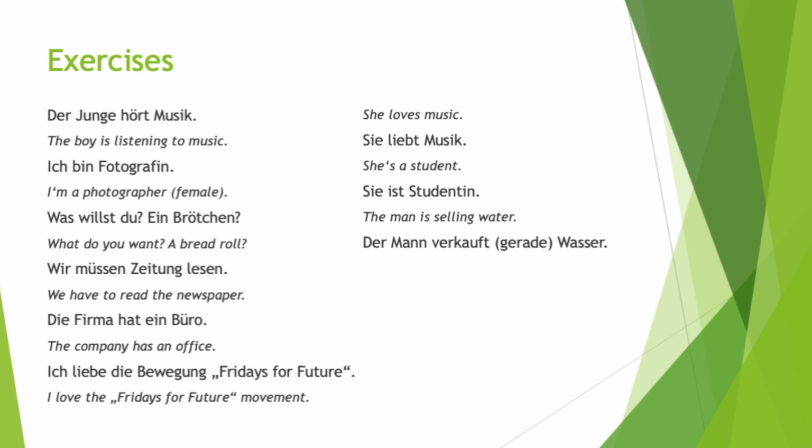The man is selling water. Der Mann verkauft gerade Wasser. You can omit the gerade and just say, der Mann verkauft Wasser. But then, without any context, you don't know if that's a regular thing he's doing on Tuesdays or if he's doing that right now. And in the English one, you can see that he's doing it right now. So to translate it correctly, I would recommend adding gerade.